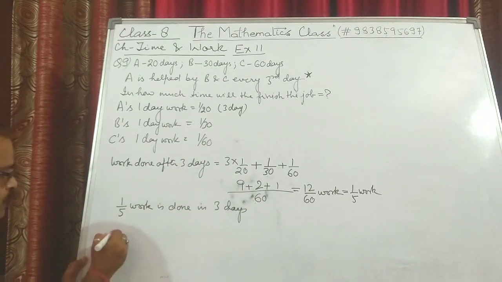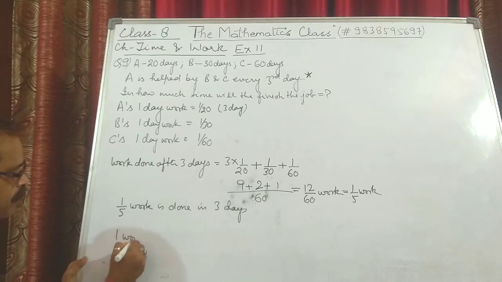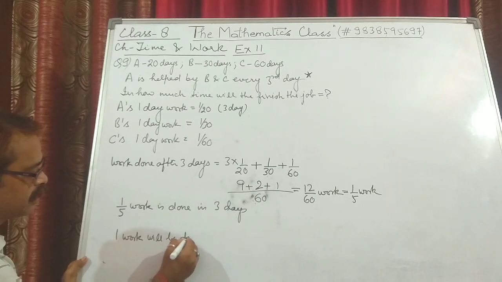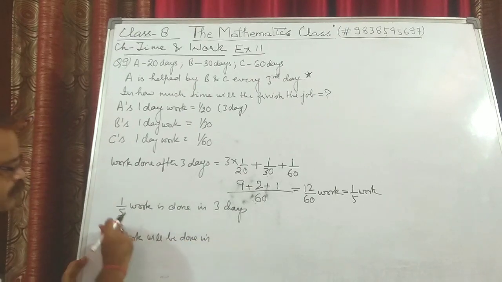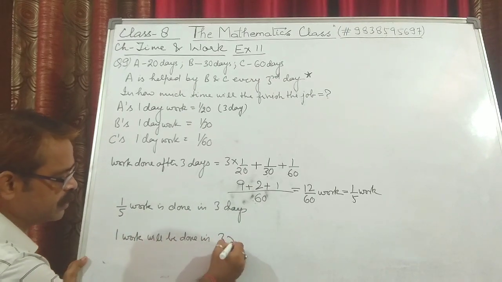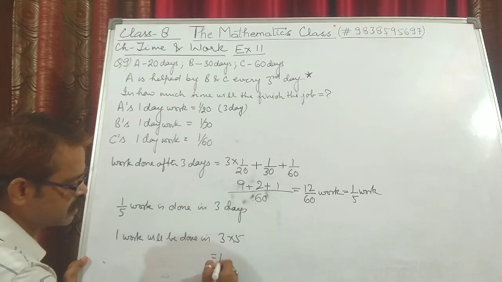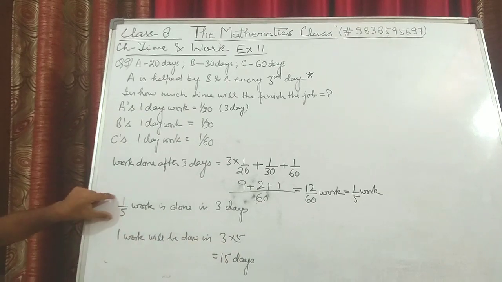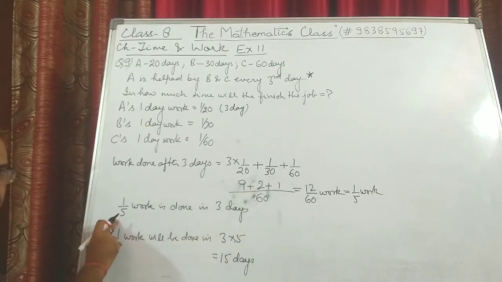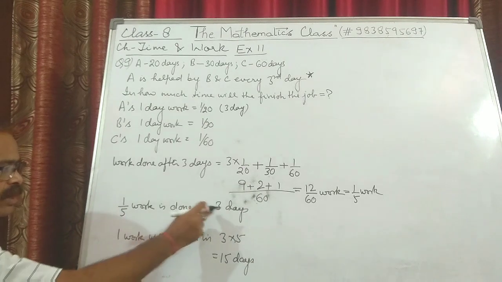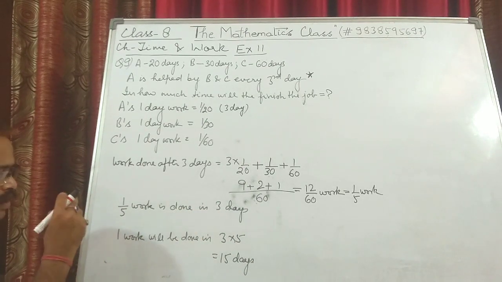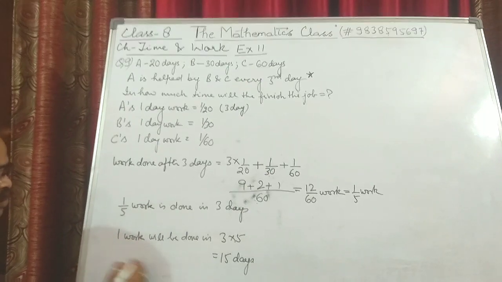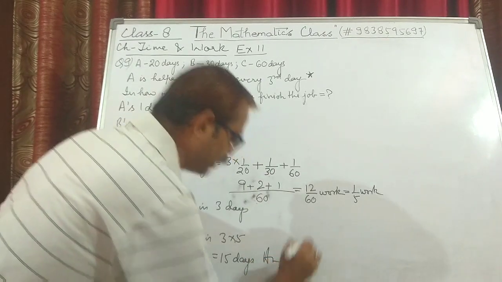So the whole work, one work, will be done in 3 into 5, that is 15 days. And a very simple thing is, if you are doing 1/5 of some book or some chapter in 3 days, then normally you will complete that chapter in 15 days. So that is the concept and that is the final value.